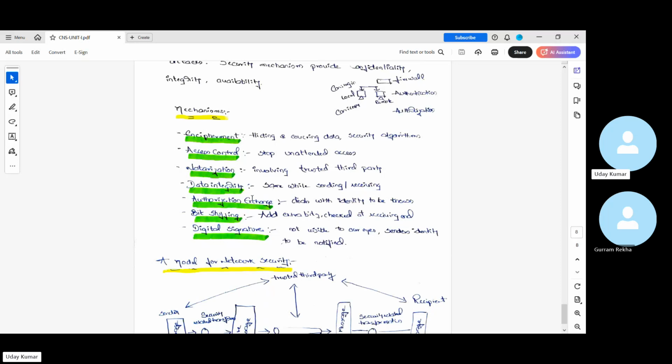And data integrity. So you need to see that the sender is sending the data and the receiver is receiving the data. Whatever the sender is sending, the receiver should be receiving the same data, right? Authentication exchange deals with the identity to be known, right? If the receiver is receiving some data, the receiver should know that this guy has actually sent it.